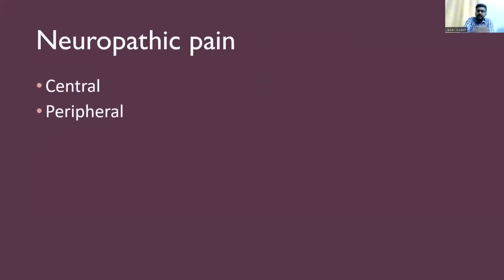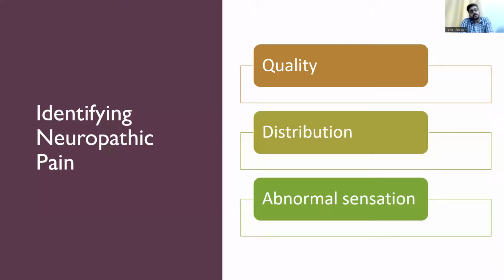So we'll just start with neuropathic pain. Neuropathic pain can be either central or peripheral, in the sense that it can be damage in either the central nervous system or peripheral nervous system. Identifying neuropathic pain is basically based on quality, distribution, and abnormal sensation. These are the three things that will give us a clue about neuropathic pain. Quality: we might all have suffered from sciatica or some other neuropathic pain. Typical neuropathic pain would be a shooting kind of pain, radiating kind of pain, or a burning sensation, the typical qualities that we associate with neuropathic pain.